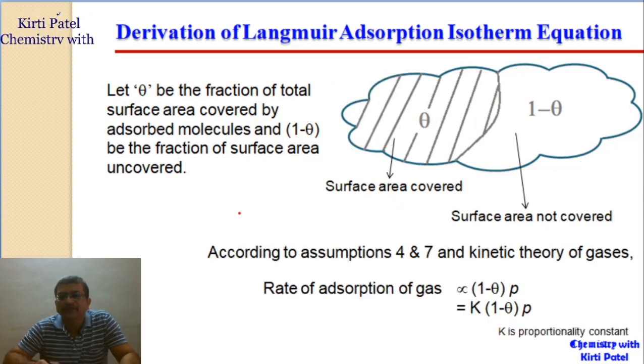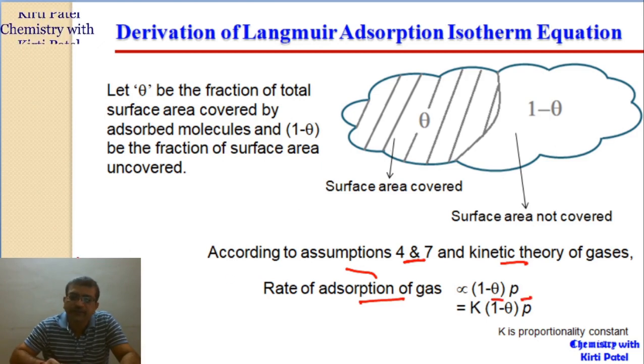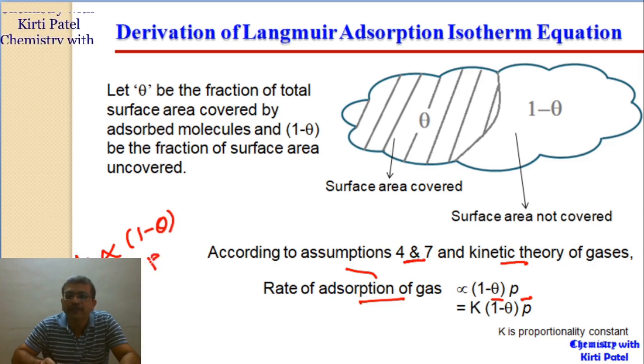So by this, from assumptions number 4 and 7, and also from the kinetic theory of gases, we can say that the rate of adsorption will be proportional to 1 minus theta and P. This we have already seen: the rate of adsorption is proportional to the surface area which is uncovered as well as the pressure P. So overall we can write that the rate of adsorption of gas is proportional to 1 minus theta into P, or can be equal to K into 1 minus theta into P, where K is a proportionality constant.